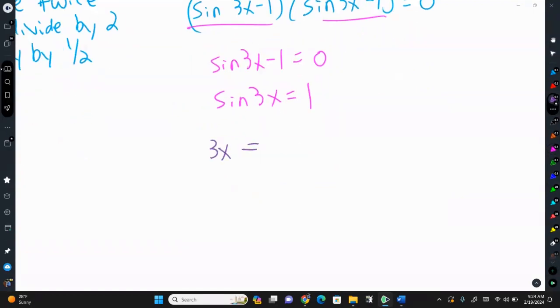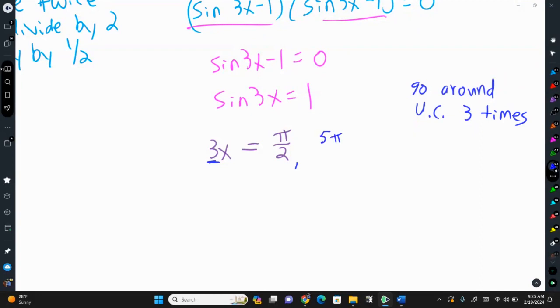Sine is equal to 1 at pi over 2. But again, because there's a 3 in front, we need to go around the unit circle 3 times. So that was our first time around the unit circle. Have to go another time, so that's going to be 5 pi over 2.